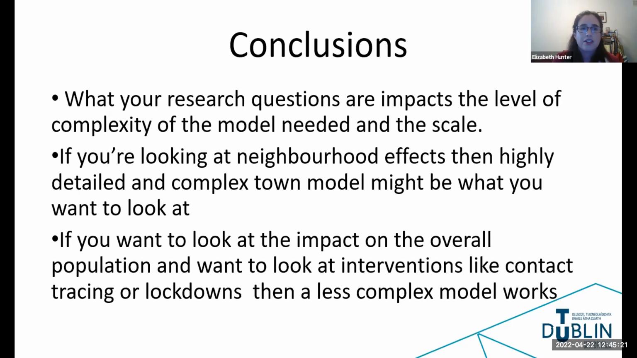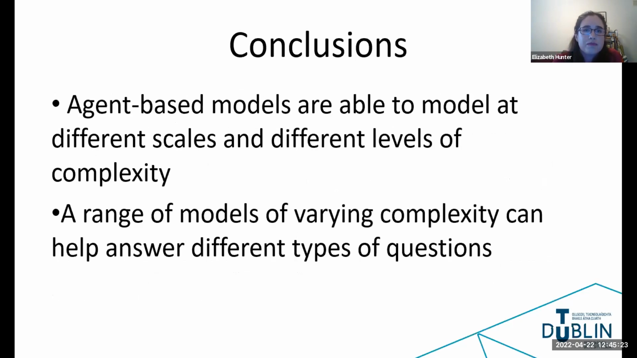So it's really important to understand what you want to model. And the agent-based models, because they're able to model at different scales and because we can add different levels of complexity as we go on, are really suited to be able to do this. So a range of models of varying complexity can really help answer different questions and help us better understand how infectious diseases spread through a population.